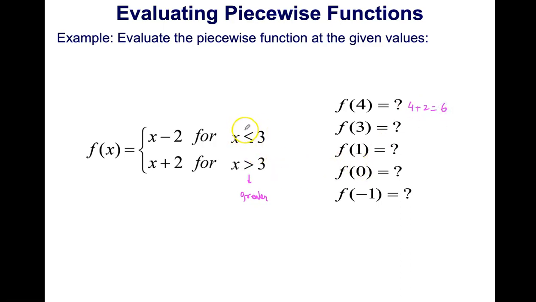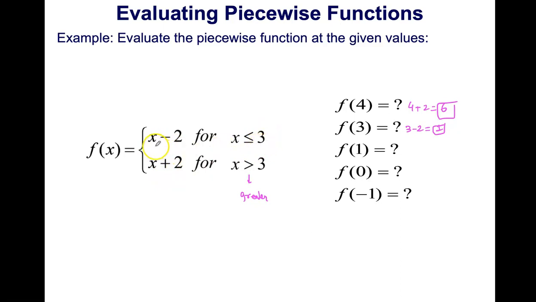This one means less than or equal to 3. Now this is 3. Is this less than or equal to 3? Yes, so you will plug in 3 over here. So it will be 3 minus 2. What is 3 minus 2? 1. I got my answer 1 over here. Let's go for the next one, f of 1. Now is 1 greater than 3? No, we cannot use this function. What about this one? x is less than or equal to 3? Yeah, 1 is smaller than 3.